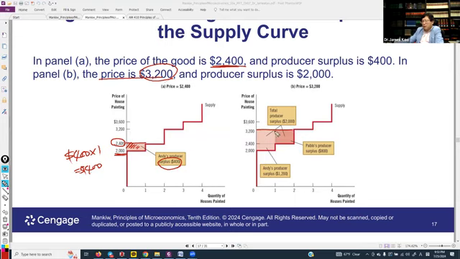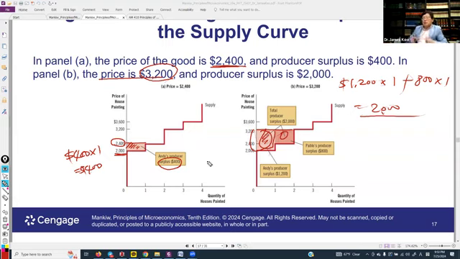In the market, this area and this area. This area is maybe 3,200 minus 2,000 is 1,200, multiplied by 1, plus this area, 3,200 maybe 2,800 multiplied by 1, which is 2,000. Yeah, this is the surplus. Producer surplus.